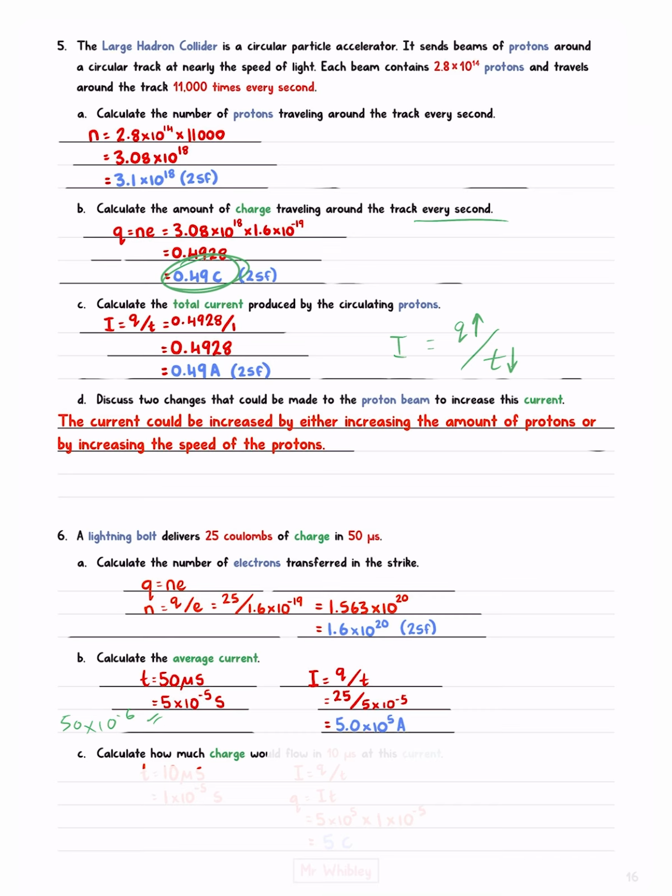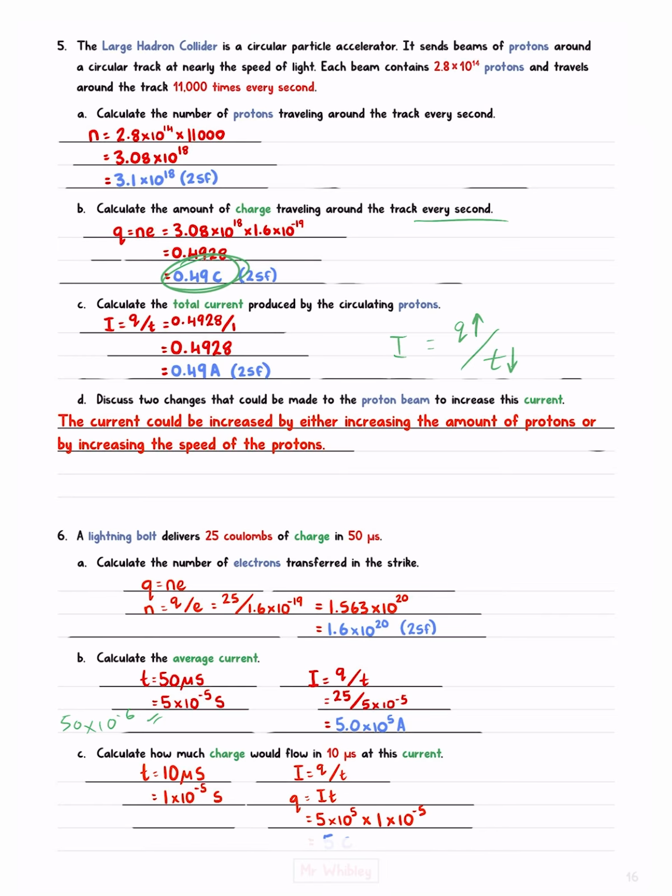Calculate how much charge would flow in 10 microseconds at this current. A time of 10 microseconds equals 1 times 10 to the minus 5 seconds, since, once again, micro is times 10 to the minus 6. We know our current is charge over time, solving that for our charge by multiplying both sides by time, putting in our current and our time, gives us 5 coulombs.